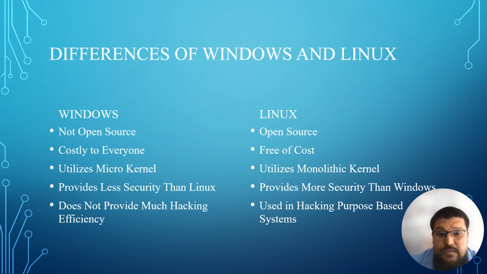And then you also have, Windows is costly. Enterprises, they charge astronomical prices. Linux is free. You can download it whenever. When it comes to the kernels, Windows uses the microkernel, and then Linux uses a monolithic kernel. As I said before, when it comes to security, Windows is less secure than Linux, even though it's still closed source, but Linux is open source and is a little bit more secure. When it comes to ethical hacking or any kind of hacking, Windows does not provide much efficiency to that, but Linux does. You're able to do a little bit more when that comes into play.